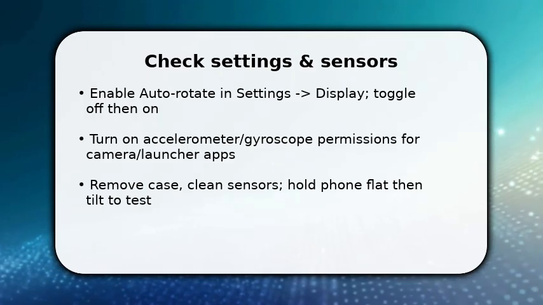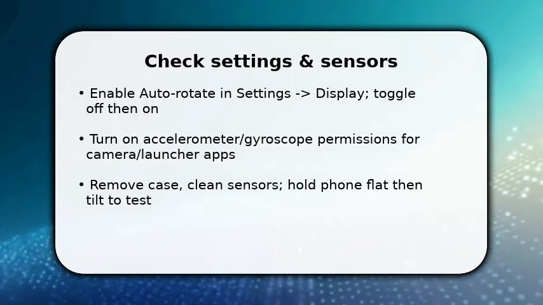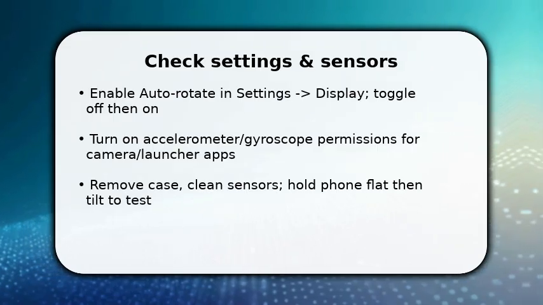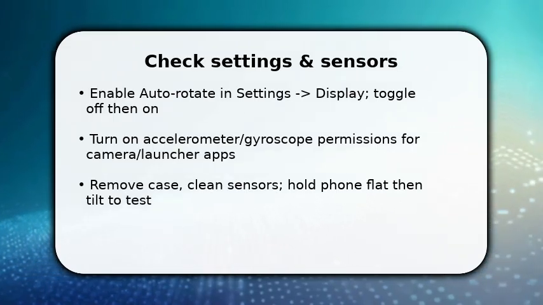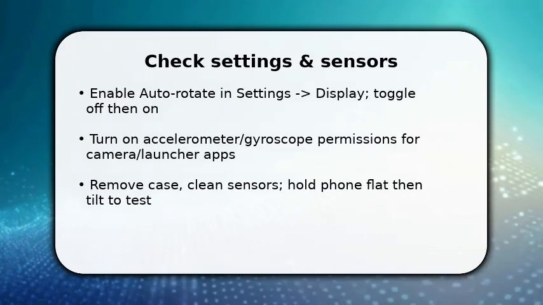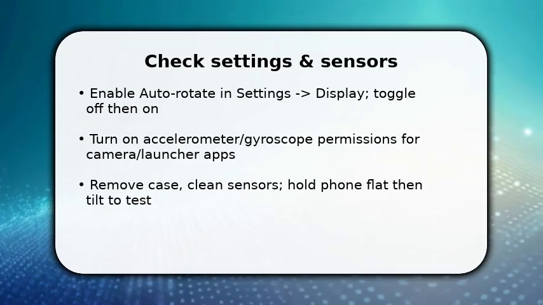Enjoy the video. You start by verifying the basics so the fix targets the real cause. Open Display Settings and enable Auto-Rotate. If it's already on, toggle it off and back on to reset the flag. Make sure the apps that need sensors have permission. Some launchers require sensor access.